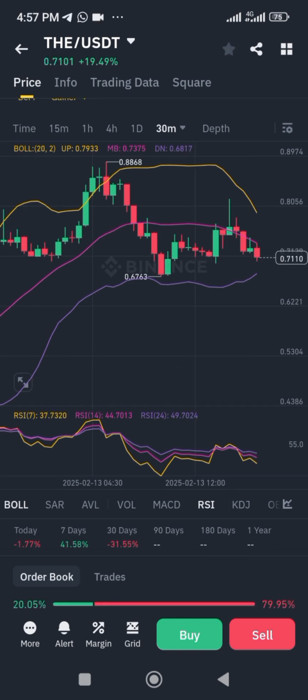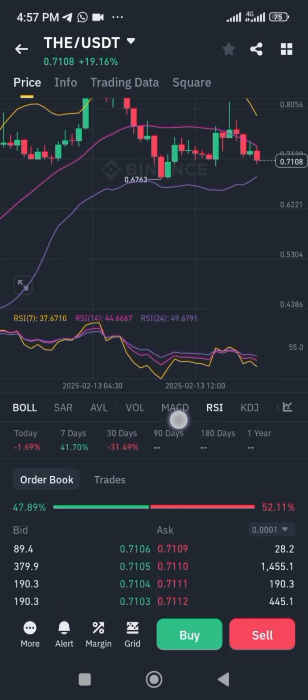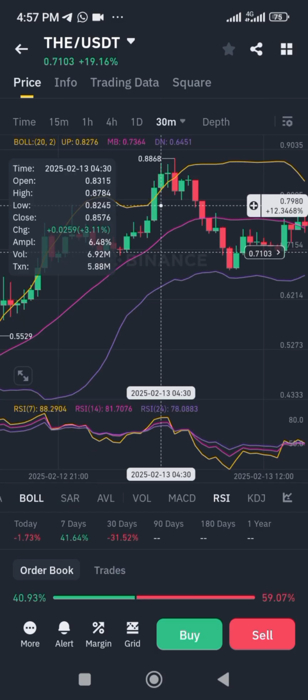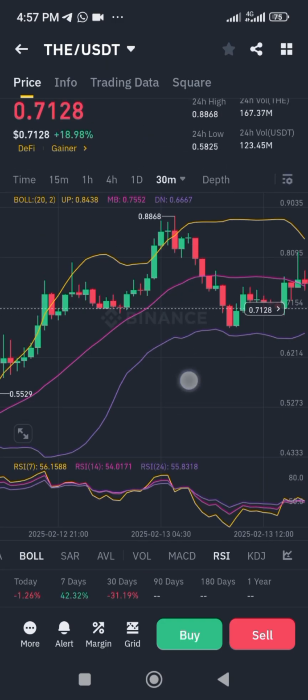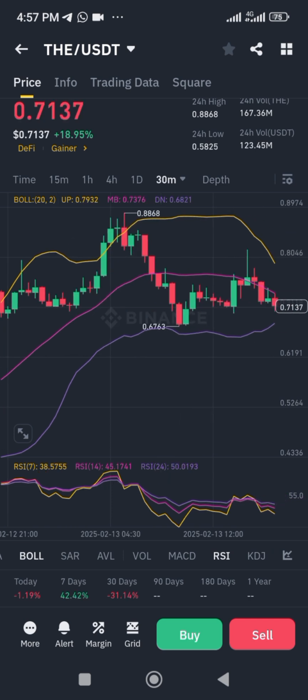After I confirm the Bollinger Band, I will also use the RSI. If you are buying a coin, let me click on this to show you something. You can see the RSI 7 is 83, the RSI 14 is 81, and the RSI 24 is 71. If you come across this kind of movement in price, don't buy it. Wait for the coin to come down.